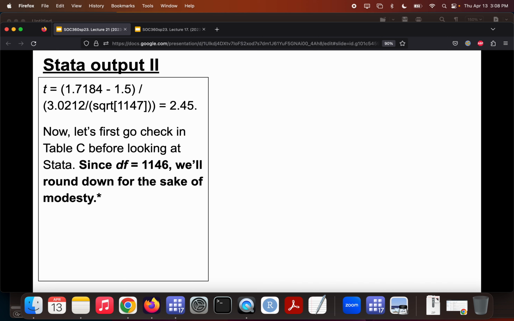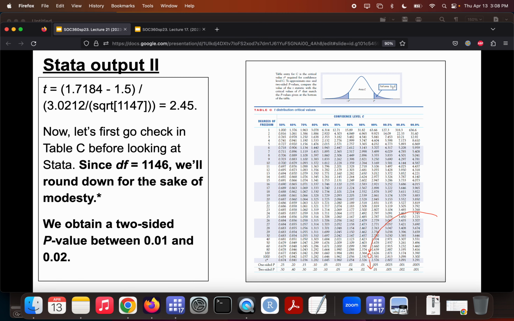Now we're going to go check table C though. So degrees of freedom in this case are 1146. We'll round down for the sake of modesty when working by hand. And generally speaking, you should just round all the way down to 1000 when working by hand. Sometimes that's going to be extreme over-conservatism. But again, that's just what you should do when working by hand. Working by hand is intrinsically limiting. We won't often do it beyond this point. Okay, so what we do here is we go down to degrees of freedom equal to 1000.